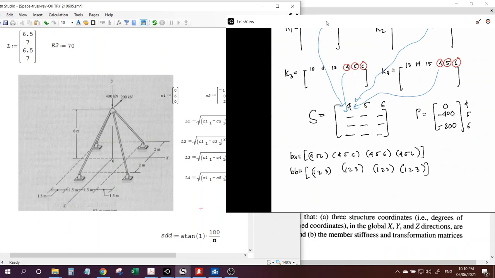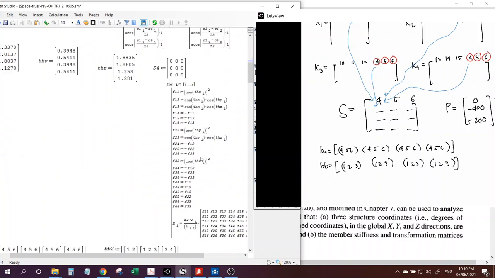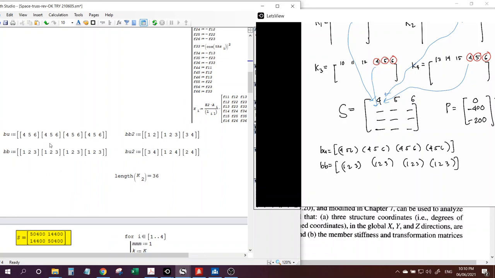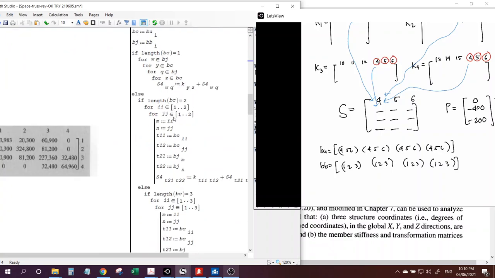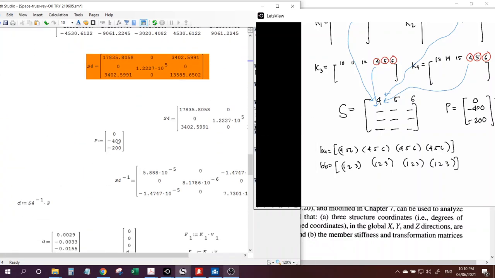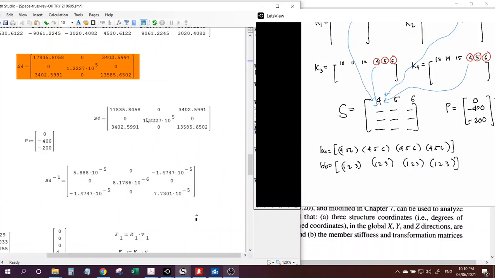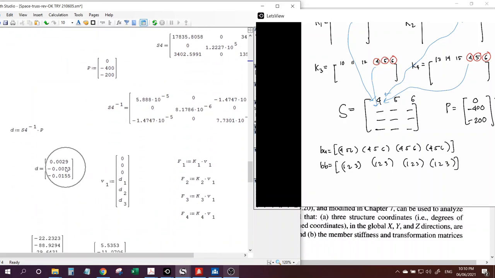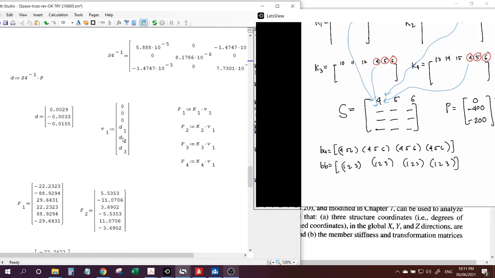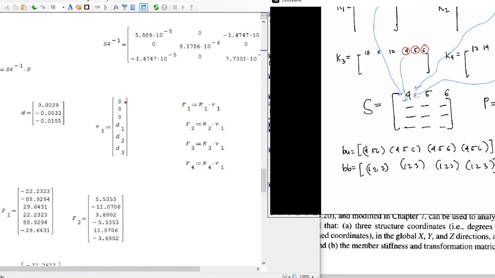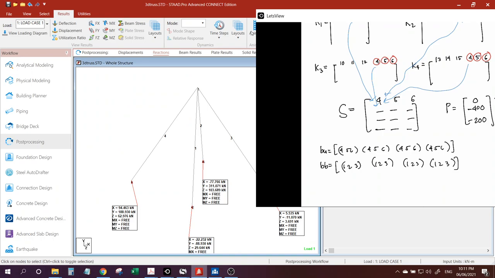Okay, so using our S mat here, this is my BU and BB matrix, and then this is my code for generating the stiffness matrix, and this is the P vector. This is the S matrix and the inverse, and these are the displacement. Okay, and since the displacement of member 1 is 0 on the 1, 2, 3 direction, we only have displacement on 4, 5, 6, so we can get the forces at member 1 by this formula. Okay, K1 V1. Which I did this in STAAD.